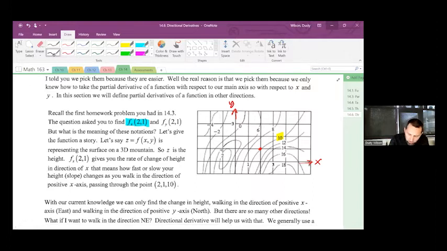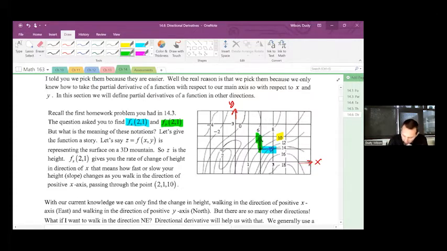Well, that would be asking for the slope as we move from the red point in the direction of the blue line, because that would be this direction. Or you could have the slope in the y direction. That would be the slope going vertically, so east or north.